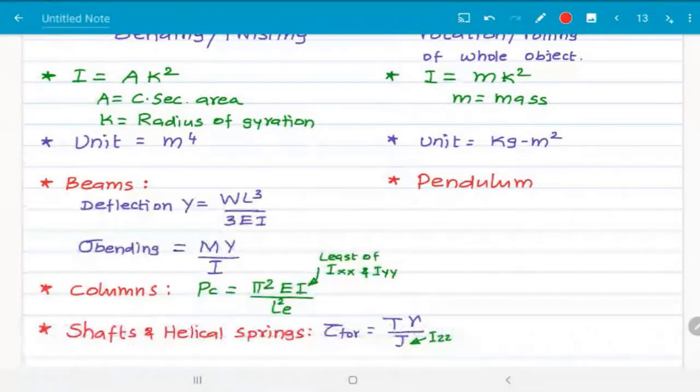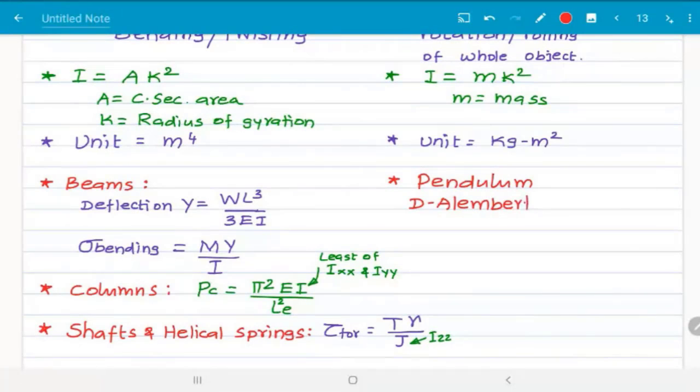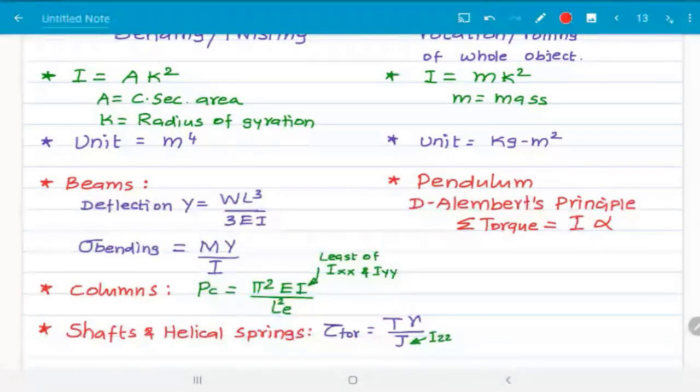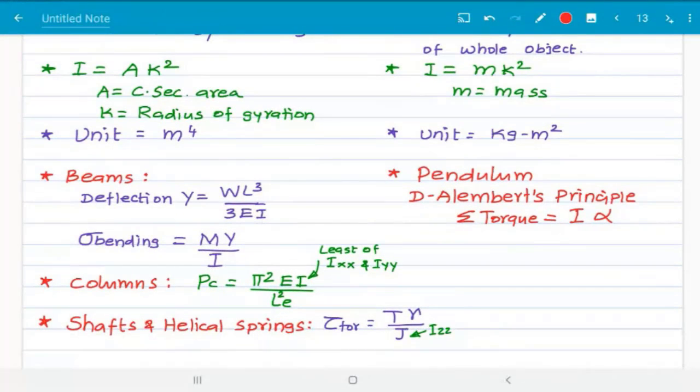D'Alembert principle, a very famous dynamics formula in engineering mechanics: summation of torque is equal to I alpha. Right. This I is what? Mass moment of inertia. Right. Next application. This is for pendulum.